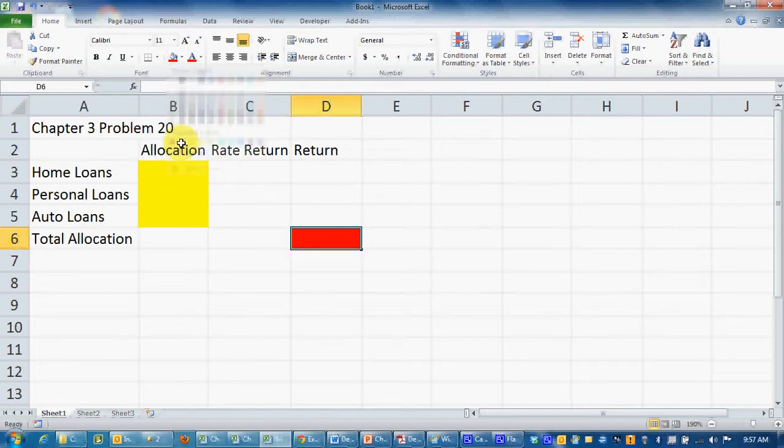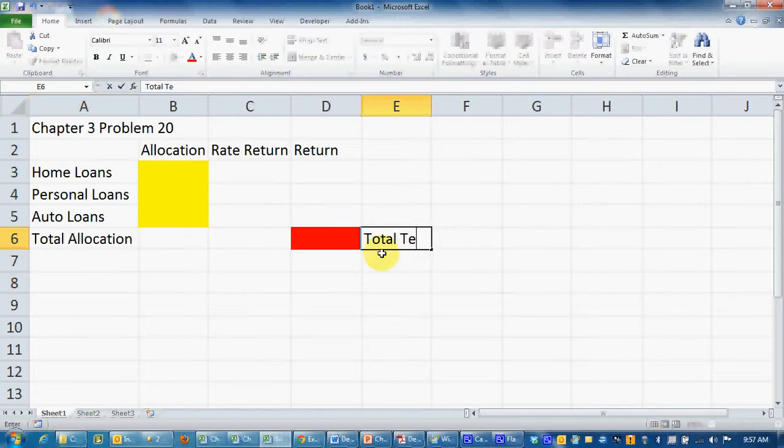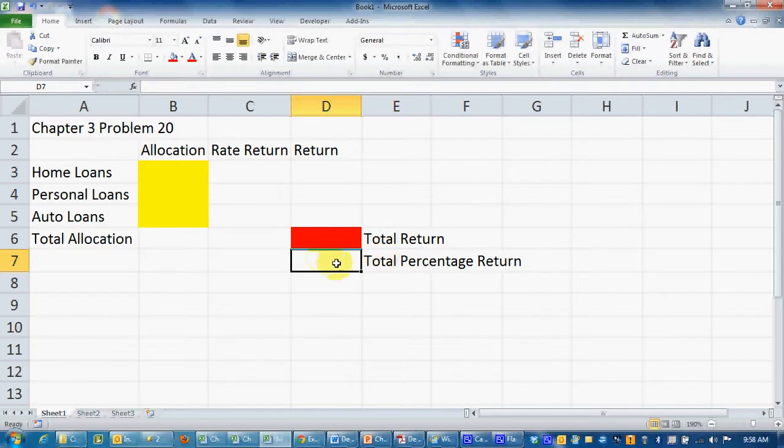This isn't a real tough setup. It's just we're going to add a little step onto the end that'll show you why we're covering this. Total return, and this will be the total percentage return. Okay, that's not a red cell because you can just calculate that based on numbers you already have.